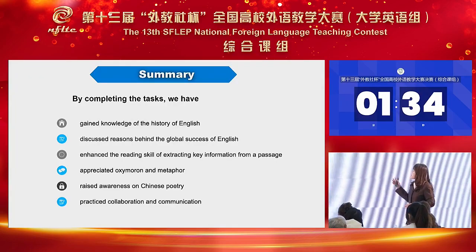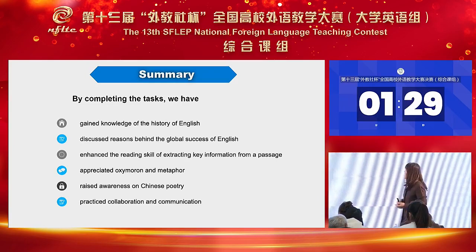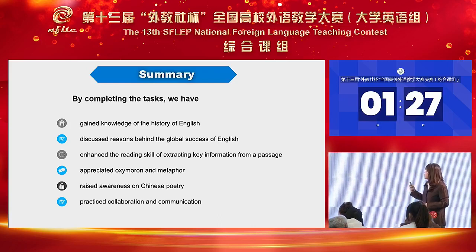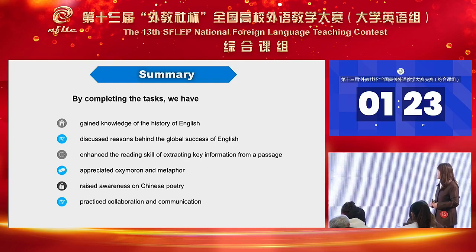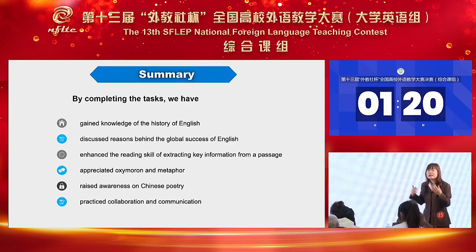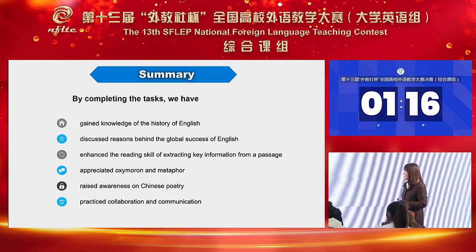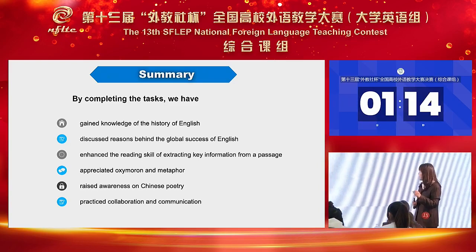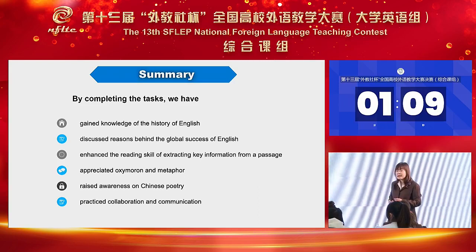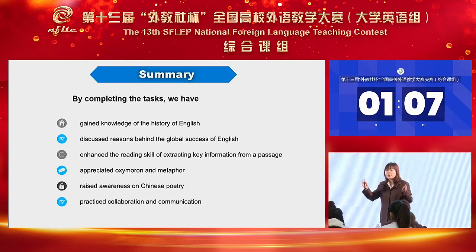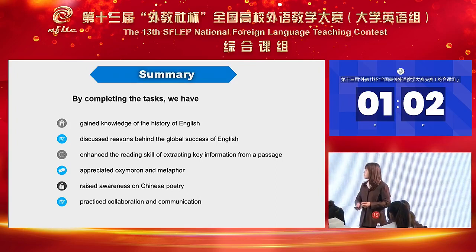Well, let's come to the summary. By completing the tasks successfully, you have learned the history of English, discussed the reasons behind its global success, and enhanced your reading skill of extracting key information from a passage. You have also appreciated oxymoron and metaphor. Lastly, you have raised your awareness of Chinese poetry, and with the group discussion, you have collaborated and communicated.